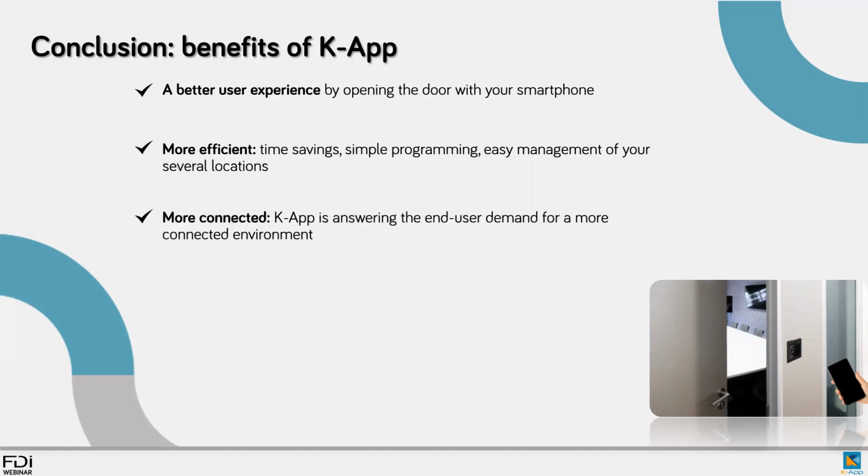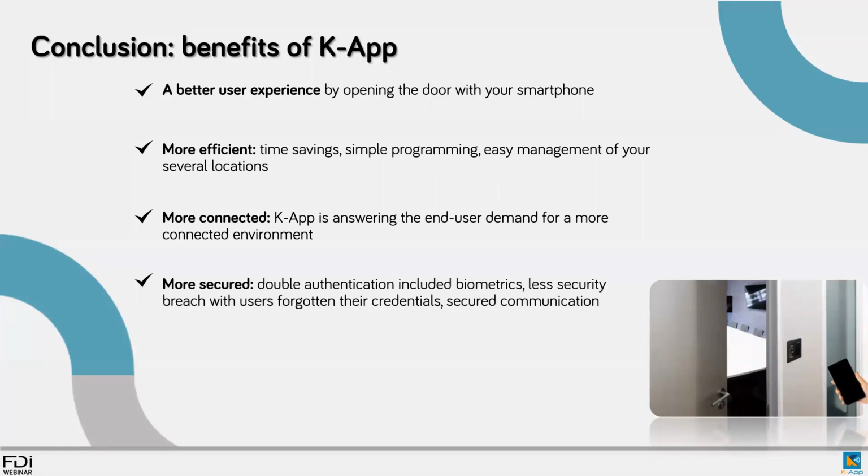And also it's more connected. Key App is really answering the end user demand for a more connected environment. Now the smartphone is becoming a mandatory tool in your daily life, so access control needs to also offer that possibility of using your smartphone to access the building.